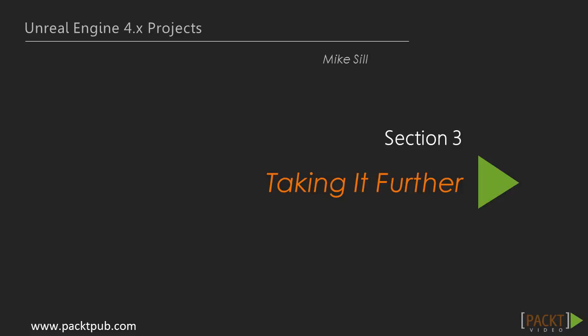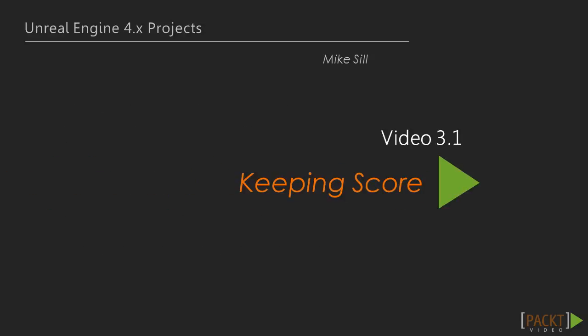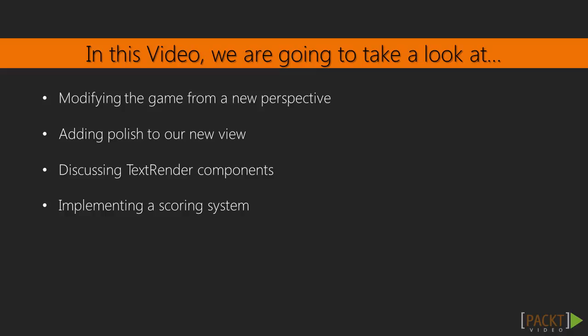Okay, in this video 3.1, keeping score, we're going to modify the game from a new perspective. We're going to get rid of the top-down camera and add a new perspective to our game. We're going to add our polish. We're going to discuss text render components and how to implement a scoring system with those text render components.